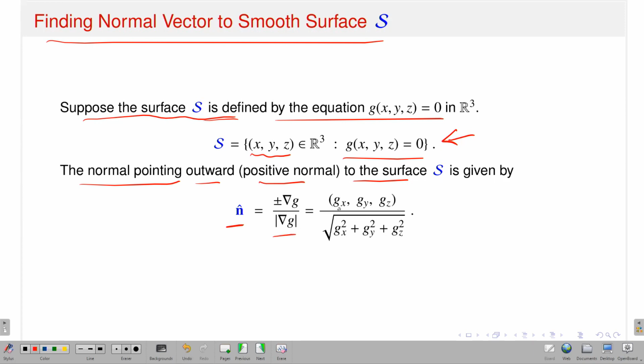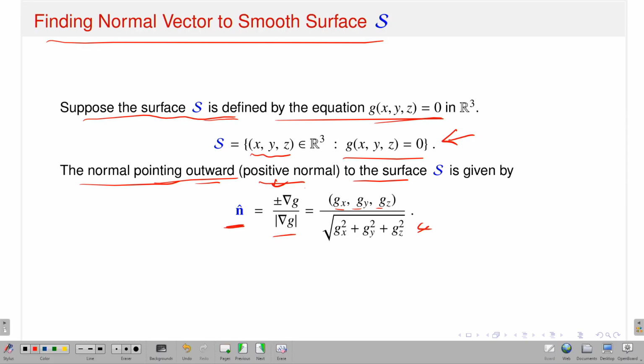And what is gradient of g? It is del g del x, del g del y, del g del z, divided by the square root of gx squared plus gy squared plus gz squared. So, if I have a level surface given by the equation g of x y z equal to 0, then the corresponding normal pointing outward, or positive normal, is n cap, which is plus or minus. Well, I am talking about outward, which means actually only the positive sign should be there. So, I am just writing plus or minus gradient of g divided by absolute value of gradient of g.